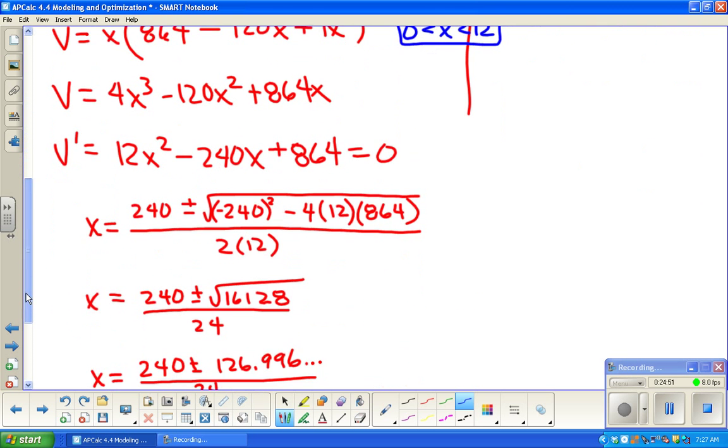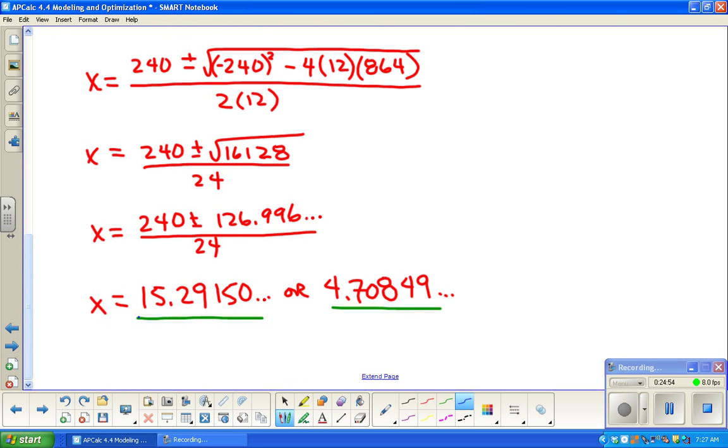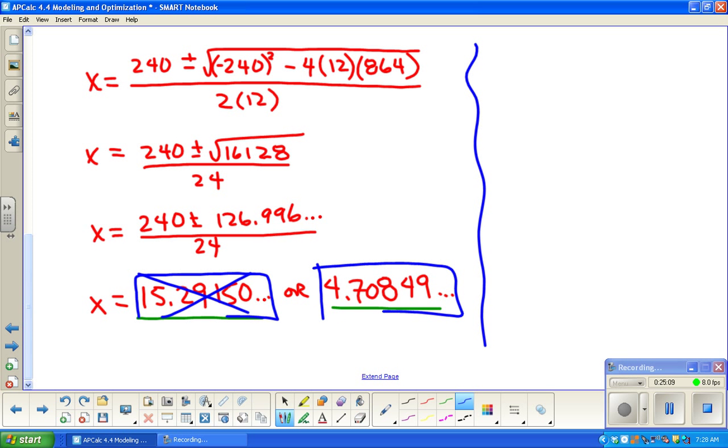So for instance, if I come back down here, this guy right here for x, although it's a valid solution for this quadratic that I just solved from the derivative, it doesn't make sense based on the context. So really the only one that makes sense is this one, 4.70849. And now remember what this is. This is x. So this is the height. The height of this box is the size of the square cut.